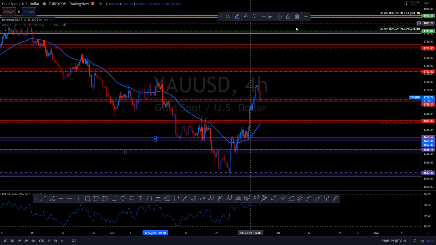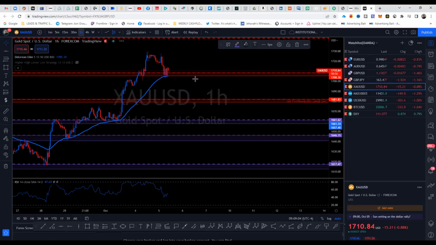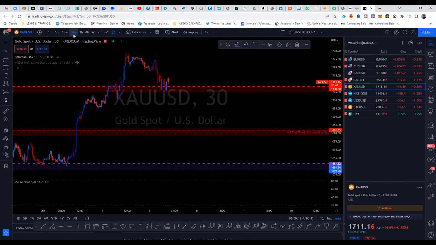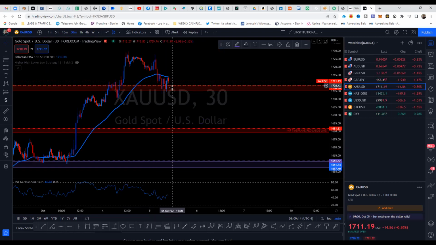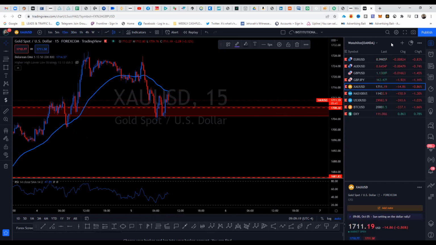All right, so now let's go ahead and move on to the 1 hour. It looks like price is respecting this demand area. It might push up. So I'm thinking that price is probably going to go bullish, but let's look at the 15-minute.